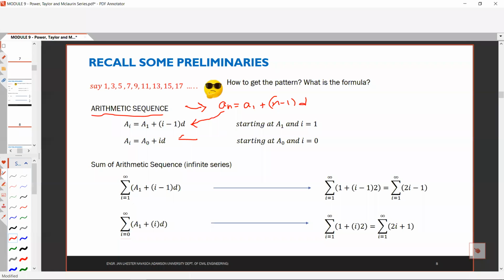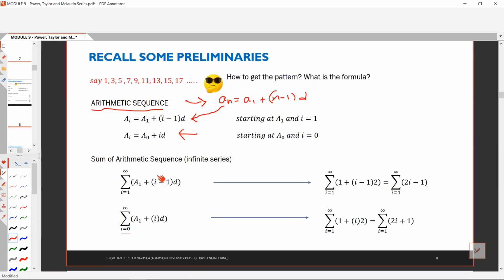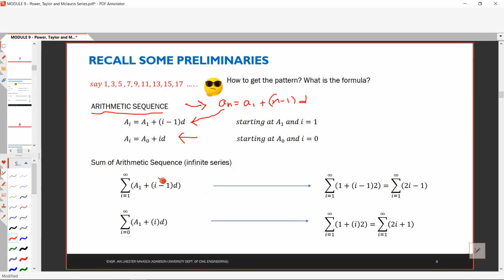So you can use this formula. a sub i is equals to a sub 0 plus id, or a sub i is equals to a sub 1 plus i minus 1 times the common difference. Okay, so again, for the sum of arithmetic series, if you can recall the sum of the arithmetic series or infinite series, okay, so we just simply write this one. So i is equals to 1 to infinity, a sub 1, i minus 1 times the common difference. So ito yung ginamit nating formula since ang ginawa ko dito, that is starting at i equals to 1. Okay, i equals to 1.